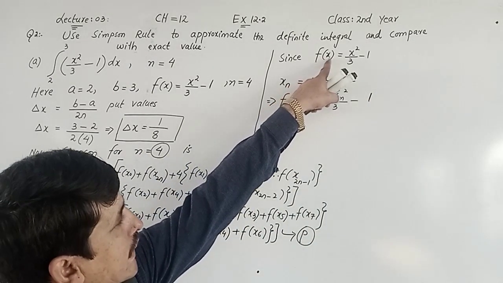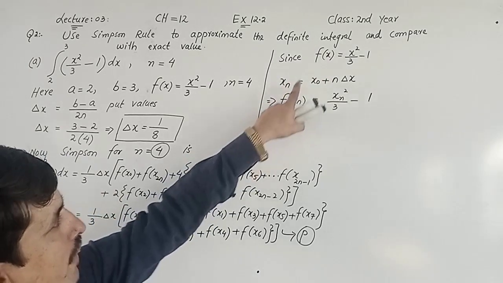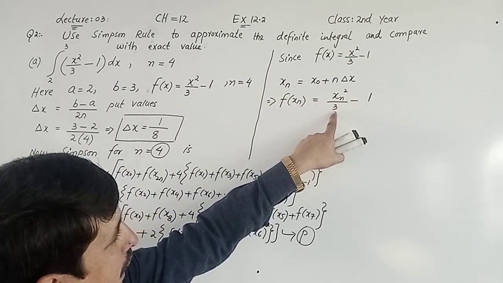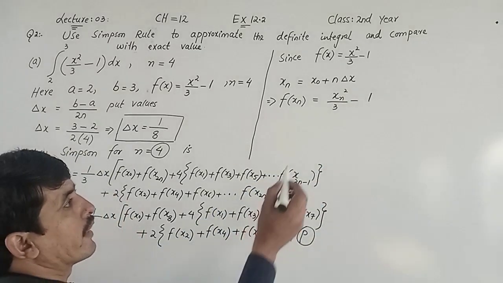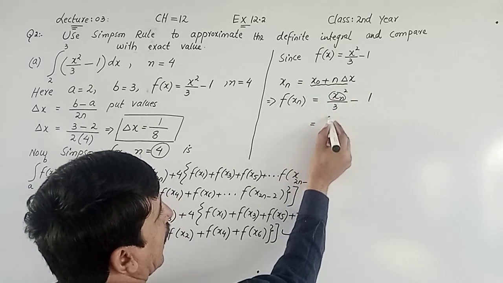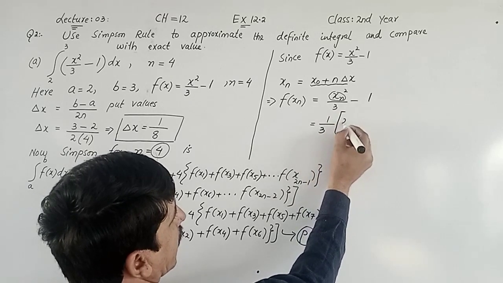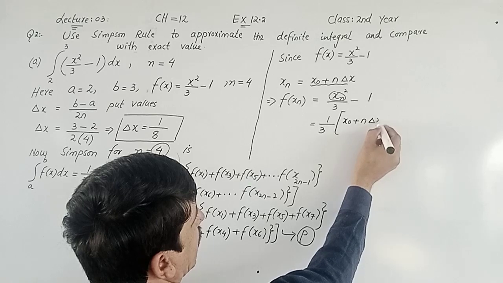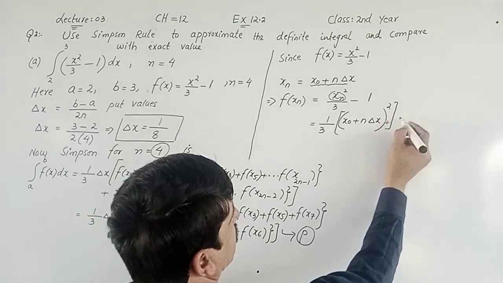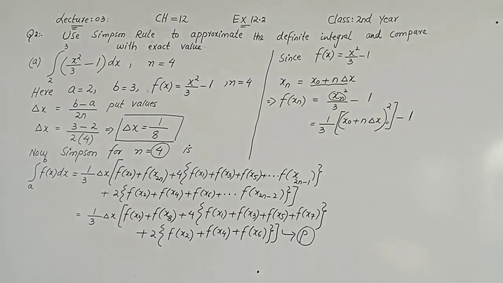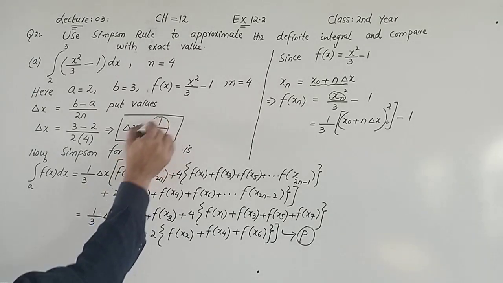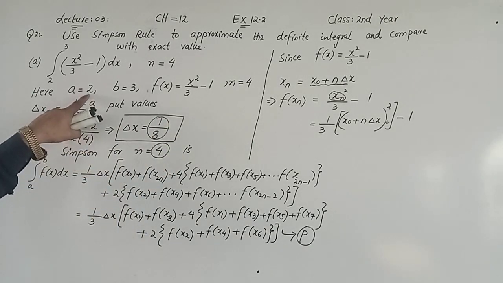हमने f of x में x की जगह xn इनपुट किया तो हमारे पास आएगा f of xn is equal to xn square divided by 3 minus 1. अब यहाँ पे xn की जगह वैल्यू पुट करें, हमारे पास है ये वैल्यू, तो ये आ जाएगा 1 divided by 3 (x naught plus n delta x) whole square minus 1. अभी डेल्टा x की वैल्यू हमारे पास है 1 डिवाइड बाय 8 और x नॉट की वैल्यू हमारे पास है 2.